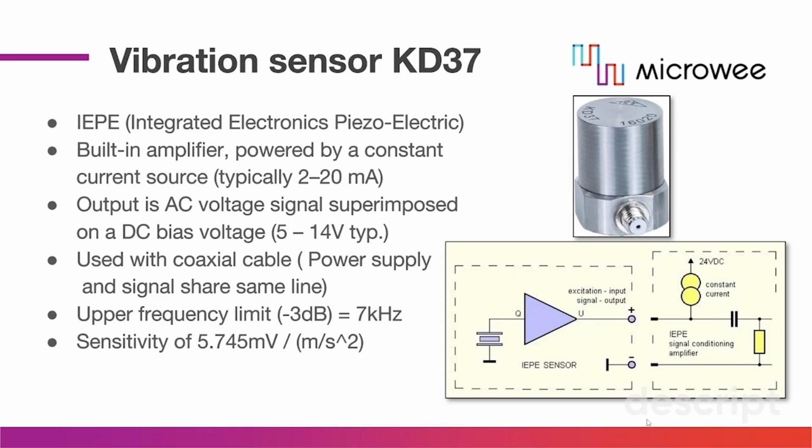And one of the main characteristics of this sensor for us is sensitivity, which is 5.745 millivolts per meters per second squared. The interesting thing about these kinds of sensors is that the power supply and the output actually share the same line. So a DC voltage and the AC voltage, which is a result of vibrations, are superimposed on a single line, and all we need to do is separate the DC signal from the AC signal, which is done by using a series capacitor.